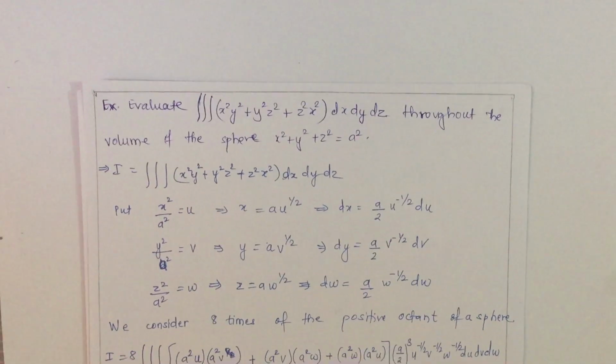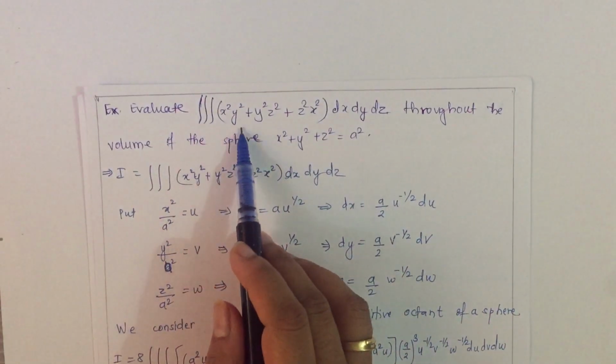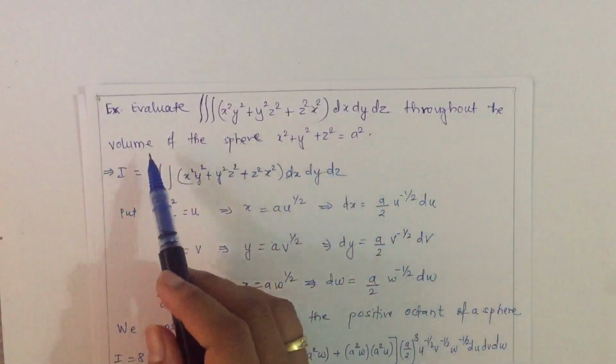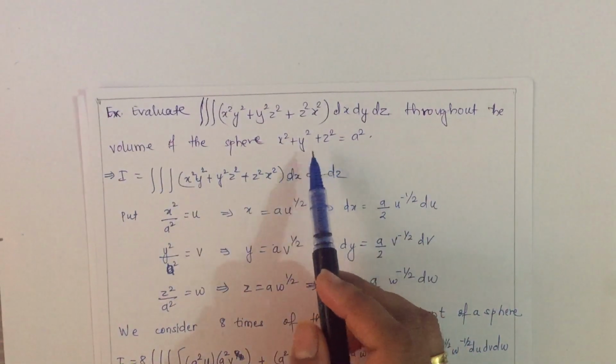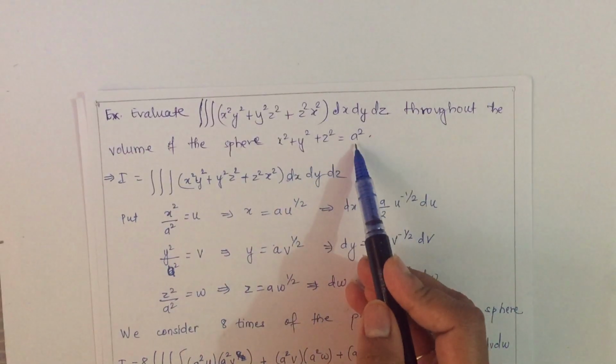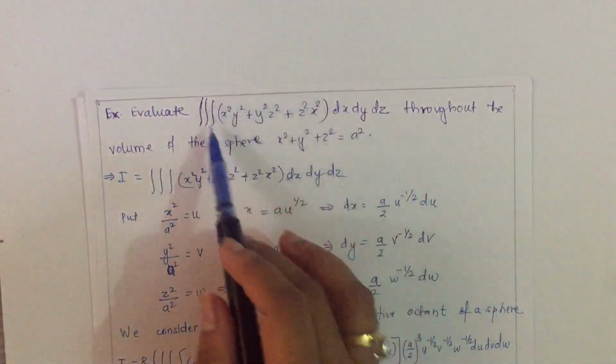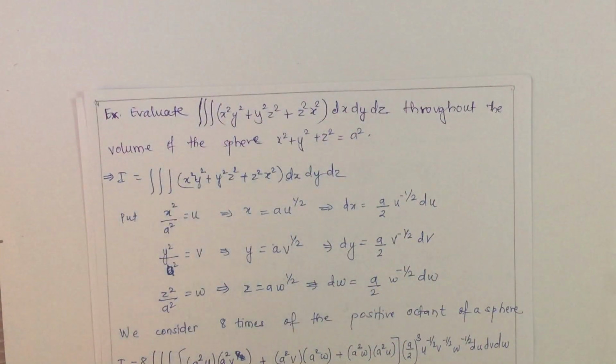The question says evaluate the triple integral of x square y square plus y square z square plus z square x square, dx dy dz, throughout the volume of the sphere given as x square plus y square plus z square equal to a square, center at origin, radius a. Now you observe the function: the x, y and z terms are in product form, so it is not easy to just separate them out or transform into polar. So what do we do? We make some substitutions so that we can use the Dirichlet theorem.